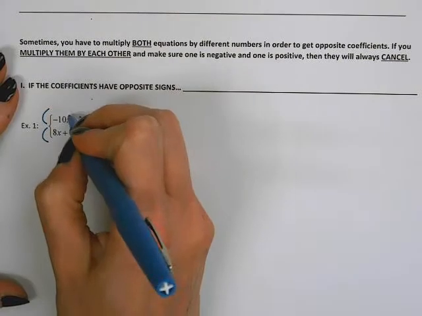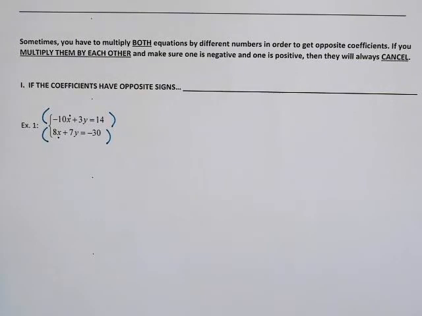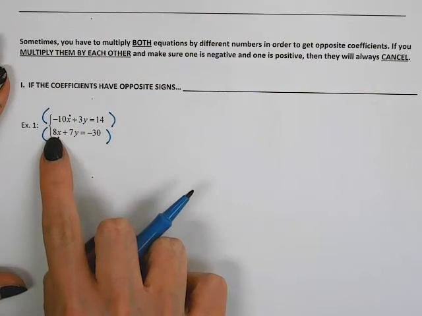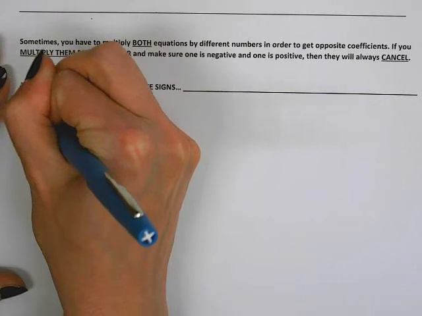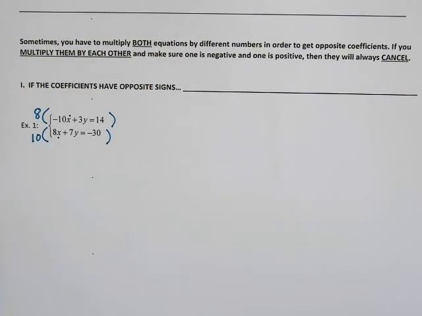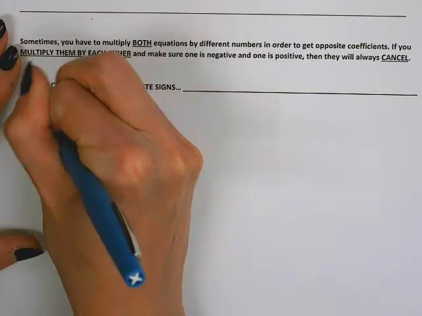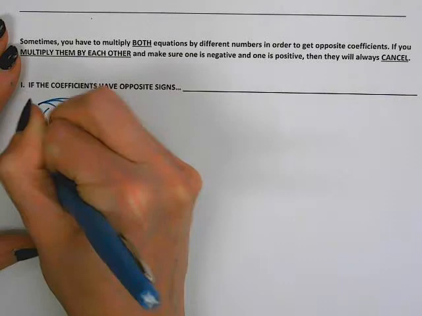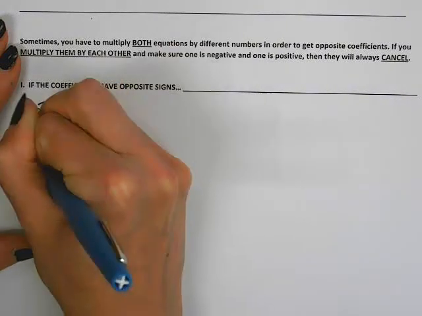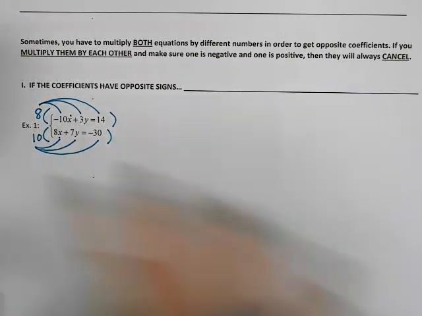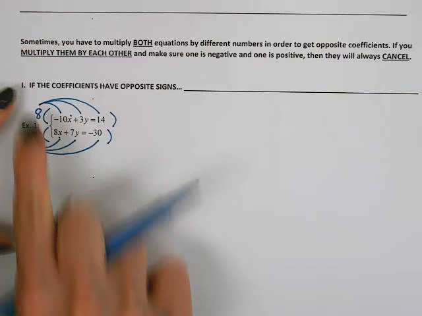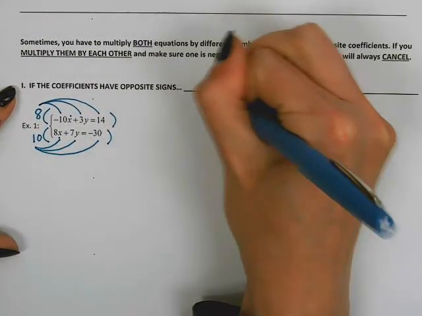Let's say you want the x's to cancel. See how this one's 10 and this one's 8? You're going to multiply them by each other. So this one's 8 and this one's 10. So we're going to multiply the entire top by the 8 and the entire bottom by the 10. And as long as one of them has a negative sign, we're good. If the coefficients have opposite signs already, all good.